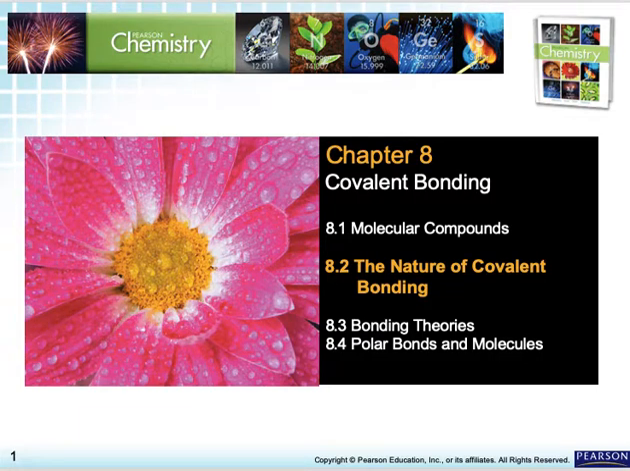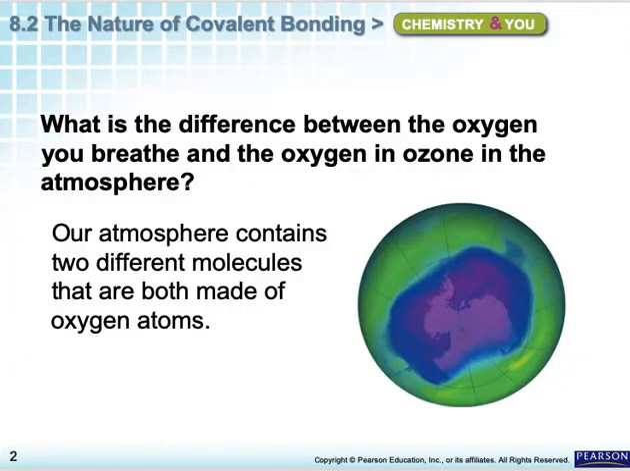Morning. We're ready to start section 8.2 in your book, and this is on covalent bonding. And actually, how do those covalent bonds form? So, what is the difference between oxygen that we breathe and ozone in the atmosphere? Both are made of oxygen. Well, it's because they contain different numbers of atoms in that molecule, and the bonding is very different.